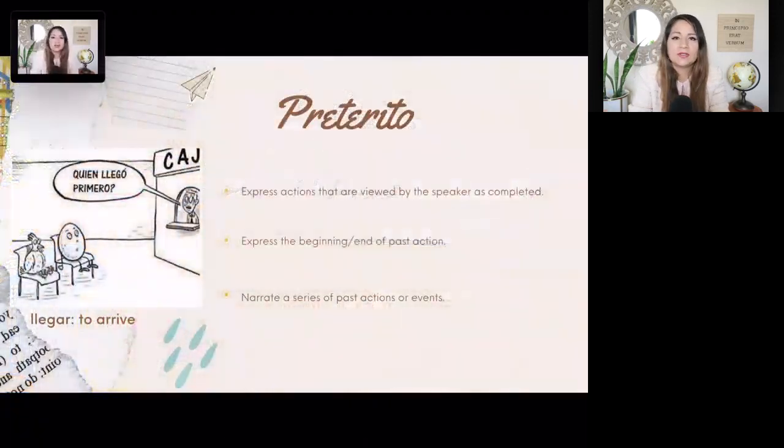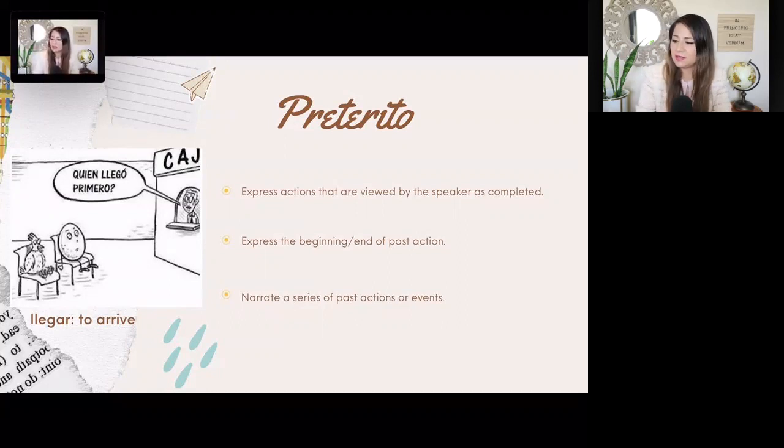So let's first look at el pretérito. This one we learned first, and then we learned the imperfect, right? El pretérito, we use it to express actions that are viewed by the speaker as completed. Also, we use it to express the beginning or end of a past action, and to narrate a series of past actions or events. So like to give a list of things that happened in order or in sequence.